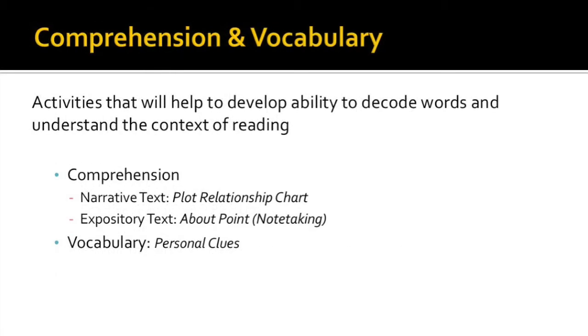Comprehension and vocabulary strategies work hand in hand to increase understanding. The plot relationship chart is a strategy that helps readers understand and summarize stories. About point and about point note-taking help readers understand informational text in subjects like science and social studies. Personal clues can be used to learn vocabulary in both stories and informational text.